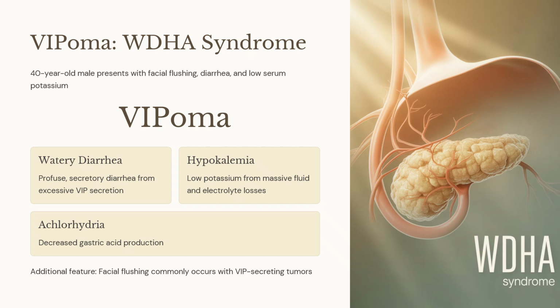Let's see this vignette before we go to the syndrome. A 40-year-old male presenting with facial flushing, diarrhea and low serum potassium. So what is the condition? VIPoma. When there is excess secretion of VIP, that is vasoactive intestinal peptide, it presents with a syndrome known as WDHA. What is WDHA? W and D stand for watery diarrhea, H stands for hypokalemia, and A stands for achlorhydria.